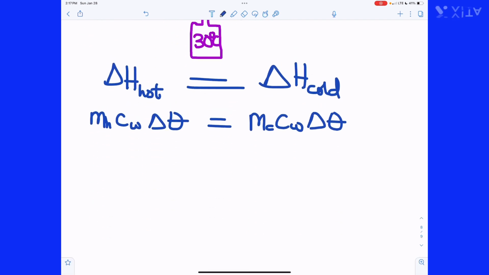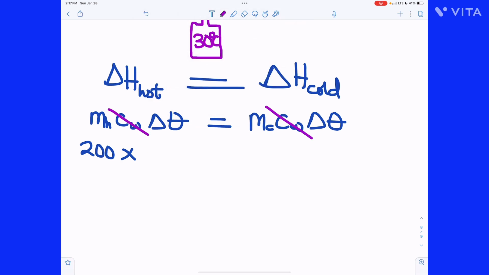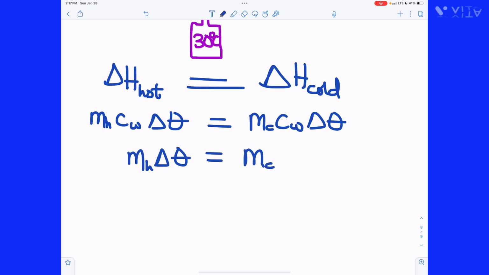So that means mass of hot water, 200 grams, times specific heat capacity of water. Okay, as we always do, this will cancel on both sides. So what do you have left here? If you divide both sides by CW, you will have mass of hot water times delta theta, change in temperature of hot water, is equal to mass of cold water times change in temperature of cold water. So you will now write that in the next step.